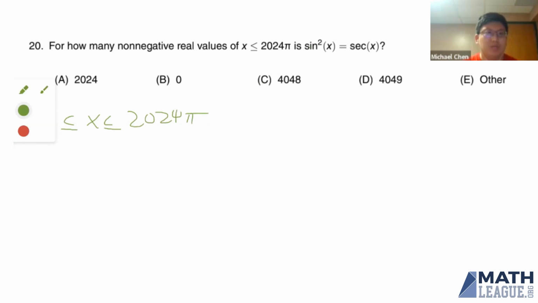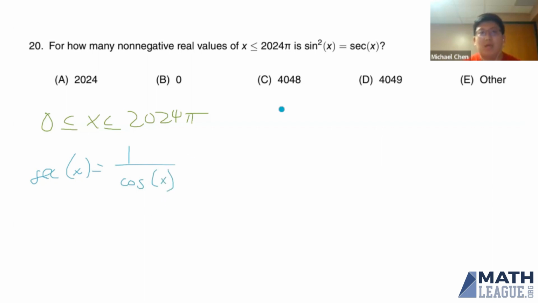Now, one quick thing to note is that we know that secant of x is equal to 1 divided by cosine of x. Note that this is not the inverse, but the reciprocal of cosine of x. So we can rewrite our original equation, which is sine squared of x equals secant of x, as sine squared of x equals 1 over cosine of x.